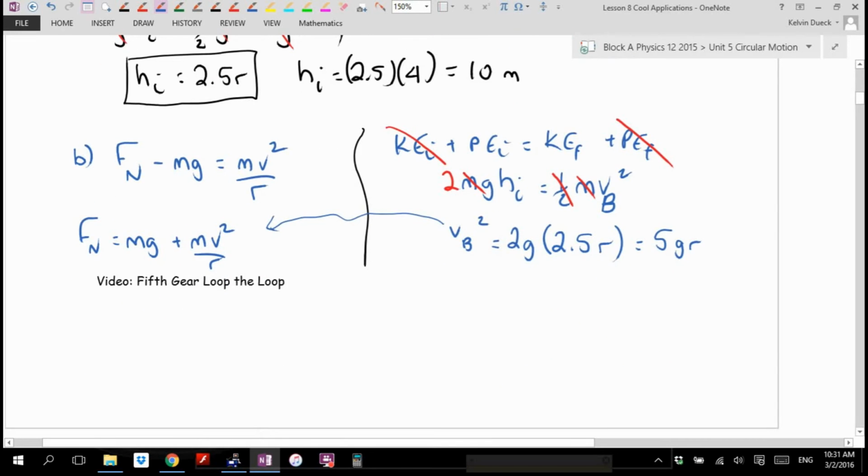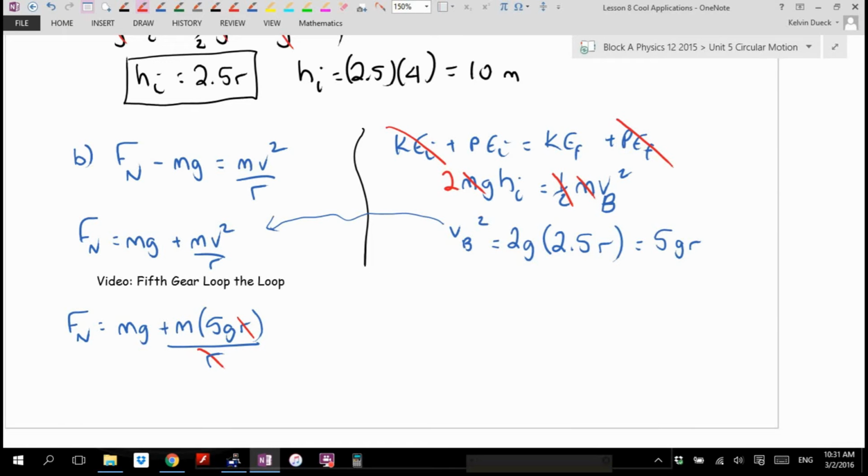I got to move below here, but hopefully you have room. The normal force is going to be mg plus m 5gr over r. Oh! Kind of cool. I have mg plus 5 mg. What is 1 mg plus 5 mg? If you're building this roller coaster, the person at the bottom is going to be pulling 6 Gs at the bottom of the loop.